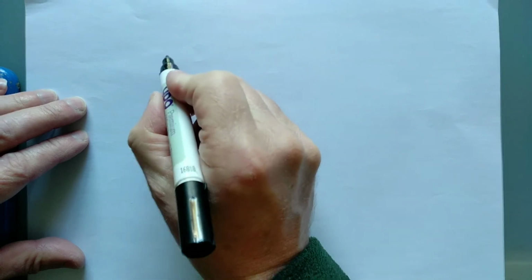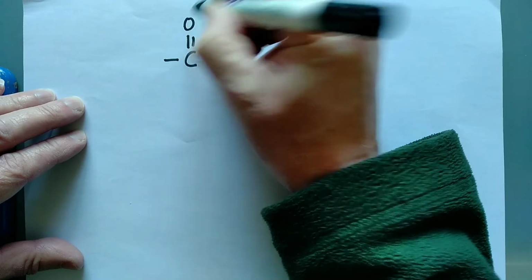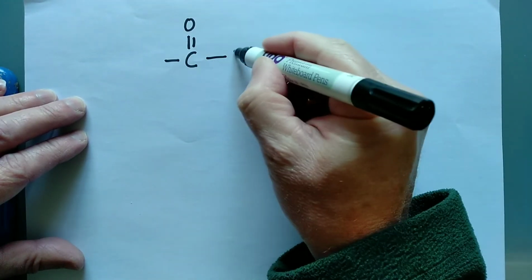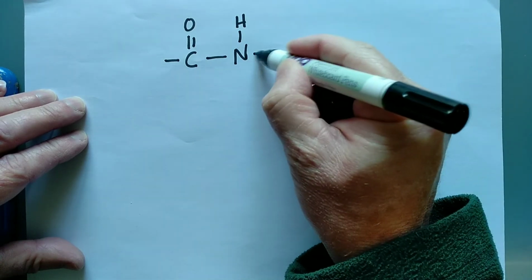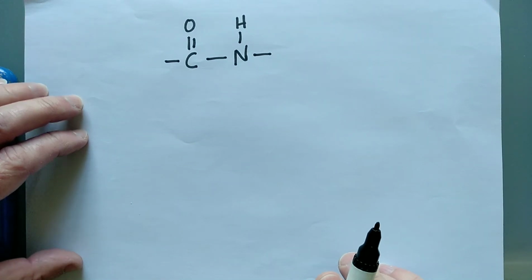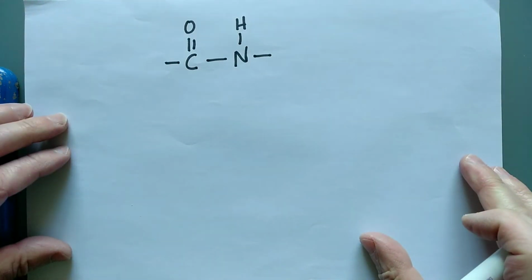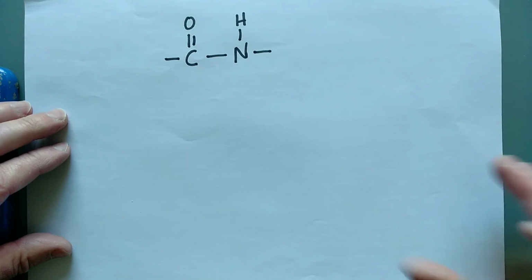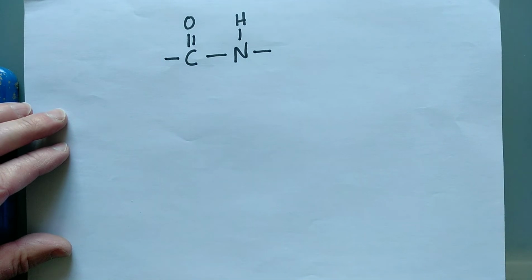So an amide linkage looks like this. We've got our carbon with our double bond to the oxygen, and then we've got an N linked to a hydrogen, and then that would be linked off to some other part of a chain. So that is the amide linkage. Now that is in various polymers, both biological and non-biological, and we're going to have a little look at how you actually form them.